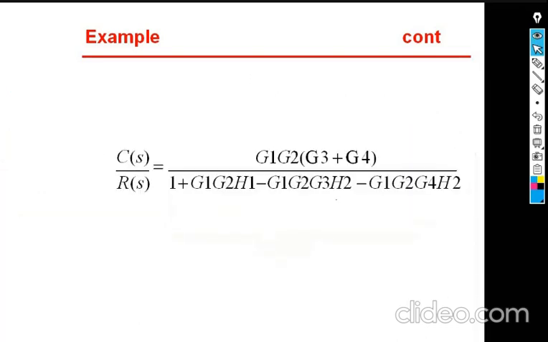So the final transfer function is, you will be getting C of S by R of S is equal to G by this one for the given problem.